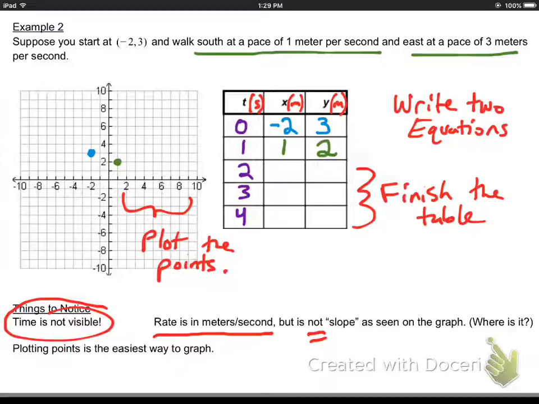And so I want you to think about where you can find the slope from the equations. And the last thing is, clearly we've been plotting the points. That is by far the easiest way to graph these. We're going to use Desmos later, but Desmos sometimes hides that, and I want you guys to understand how it's working, each point being plotted as we go.